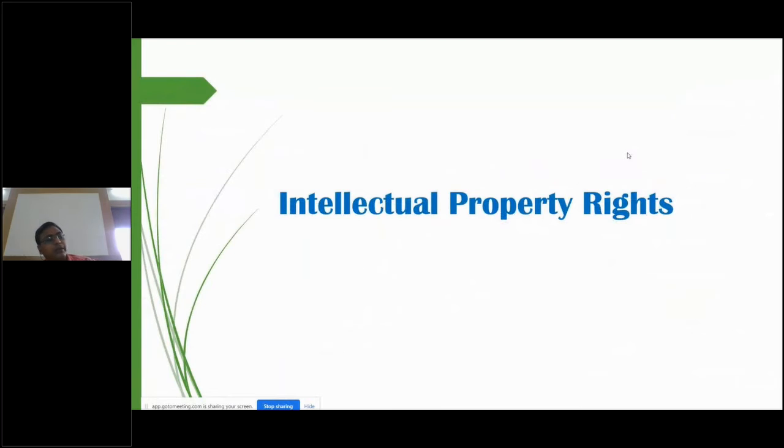Our third part of our lecture is intellectual property rights, that is the IPR. Actually, this is not much related to our curriculum, but it is included in the curriculum to know what the IPR is, what is part of the intellectual property rights. You can copyright or you can patent something for future benefits.